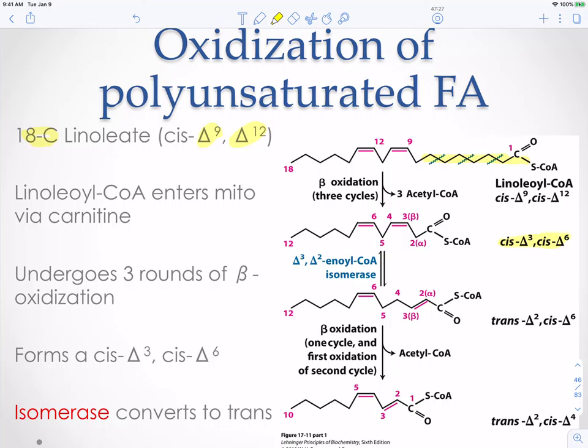Keep in mind that we started out with a delta 9, delta 12, but as we decrease the number of carbons, your double bonds are now shifted in the numbering scheme. Again, this is your carbon 1, your 2 is your alpha, your 3 is your beta, and so this is why it's called a cis delta 3, because 3 is where the bond starts, and also a delta 6, because that 12 has now gotten closer. What this means is that it's going to be worked on by a delta 3, delta 2 enoyl-CoA isomerase. It's an isomerase that's basically going to take the delta 3 bond and generate a delta 2 trans. So now we have a trans delta 2 and a cis delta 6.